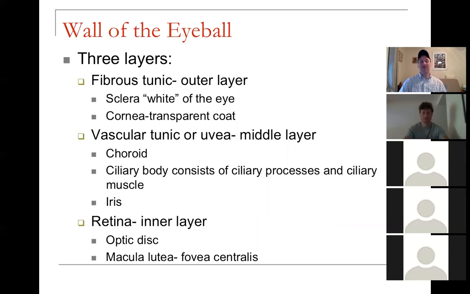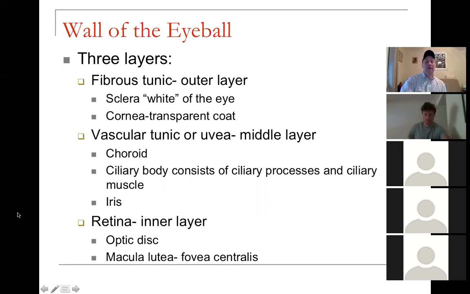You actually have a vascular tunic or uvea, okay? And that's the middle layer. That middle layer is what we would also call the choroid. And you'll see choroid a lot in AMP2. What choroid actually means is rich vasculature. So the vascular tunic actually has many blood vessels inside of that space, and it uses diffusion to feed the fibrous tunic as well as the retina. So the vascular tunic feeds both the fibrous tunic and the retina itself.